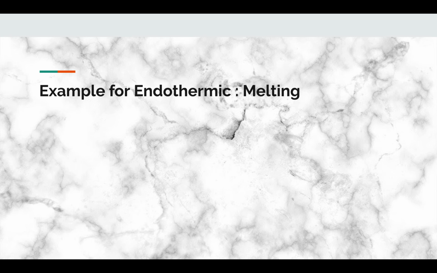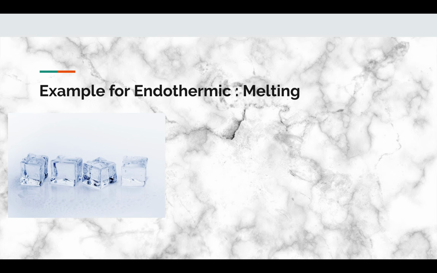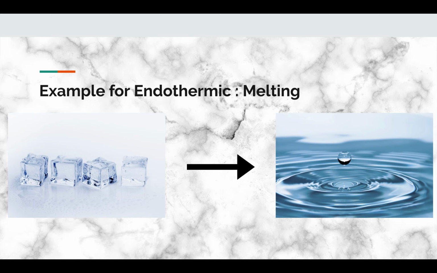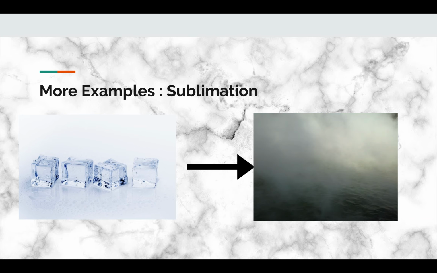For example, melting. This is endothermic because ice, when it goes into a liquid, has to absorb heat, which means that delta H is going to be positive, which is why it's endothermic. Some more examples of endothermic are sublimation, which is when a solid turns into a gas, and vaporization, which is when a liquid turns into a gas.